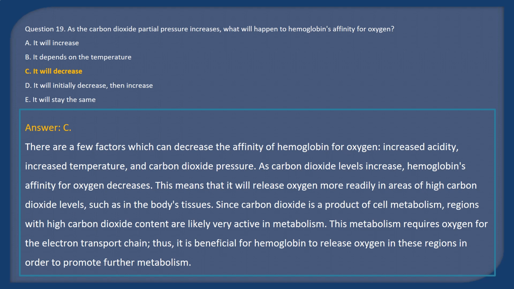body's tissues. Since carbon dioxide is a product of cell metabolism, regions with high carbon dioxide content are likely very active in metabolism. This metabolism requires oxygen for the electron transport chain. Thus, it is beneficial for hemoglobin to release oxygen in these regions in order to promote further metabolism.